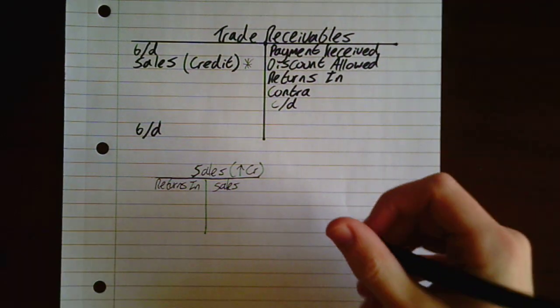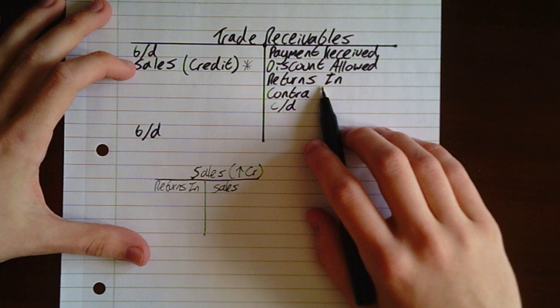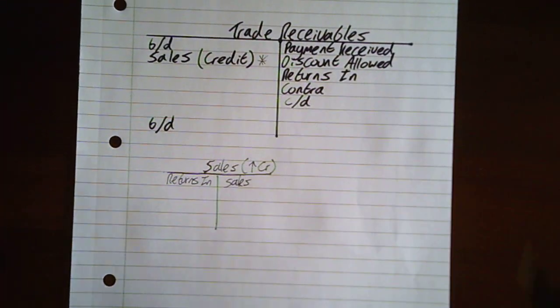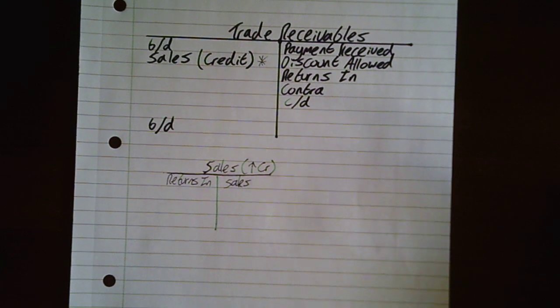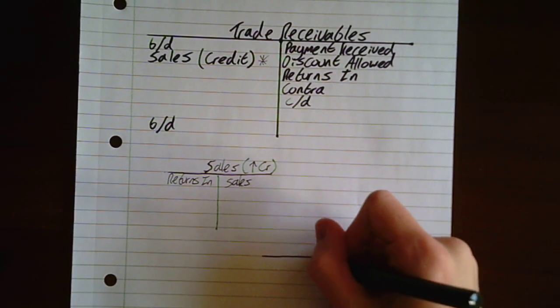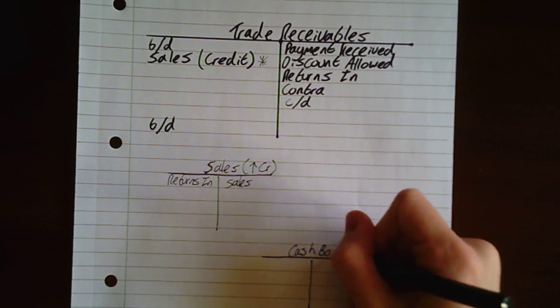Okay, so we've sorted out the sales and the returns in. But what about the payment received and discount allowed? What other T account do they relate to? Well, if we receive payment from someone, that must simply be a cash book item.